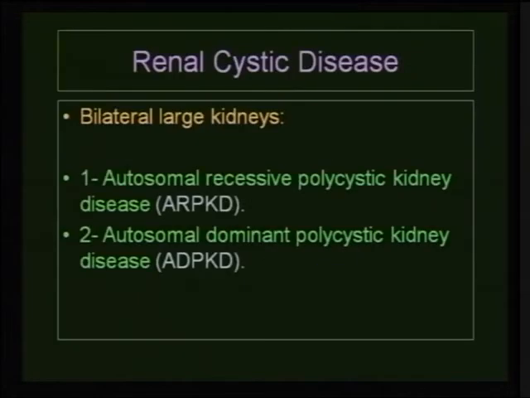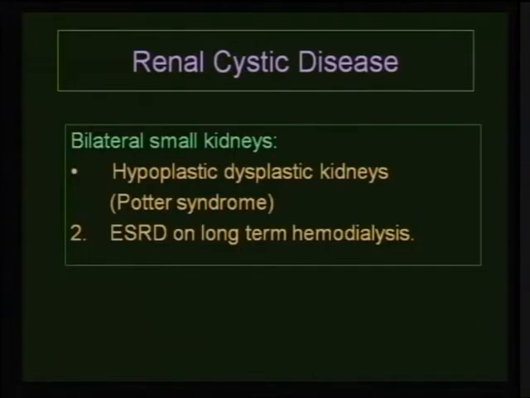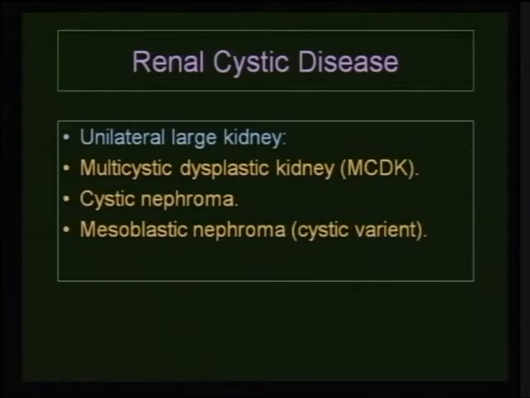So in summary, if we have bilateral big kidneys with cysts, it is either autosomal recessive or autosomal dominant polycystic kidney disease. If we have small kidneys with cysts, it is either hypoplastic dysplastic kidney, and if it is bilateral, it is Potter syndrome, or we are dealing with end-stage renal disease. If we have only one kidney, which is large and with multiple cysts, multicystic dysplastic kidney is the commonest thing, or it could be a tumor, cystic nephroma, or mesoblastic nephroma.